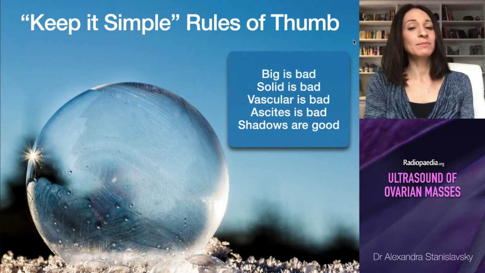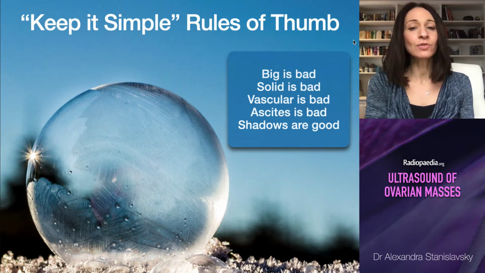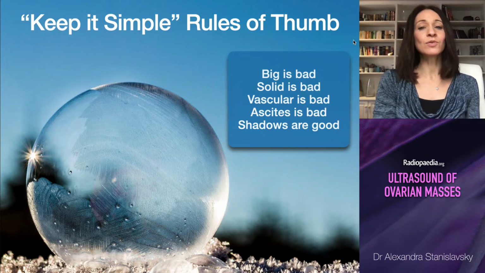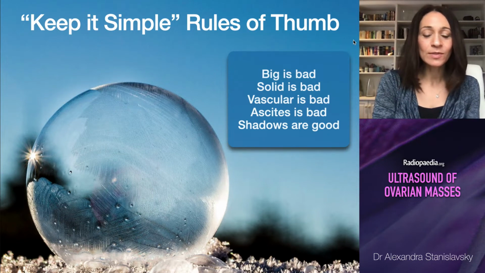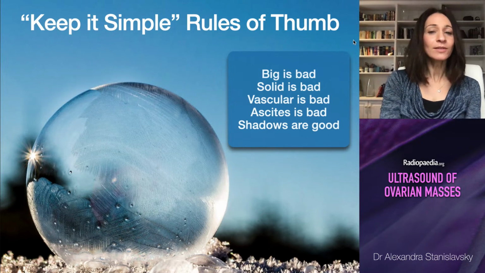Vascular tumour is bad, and the presence of ascites is bad. That holds fairly strongly true. And for a bit of good news, shadows are good. And as radiologists, of course, we're glad to hear that shadows are good.